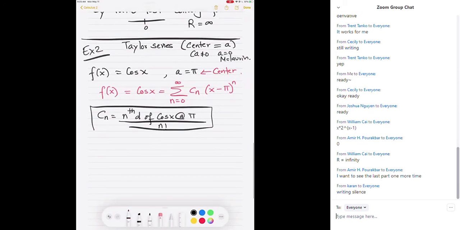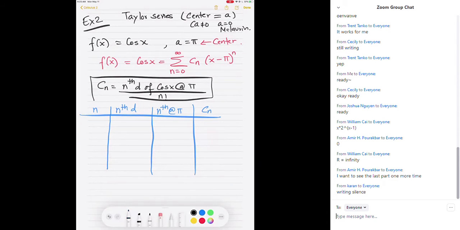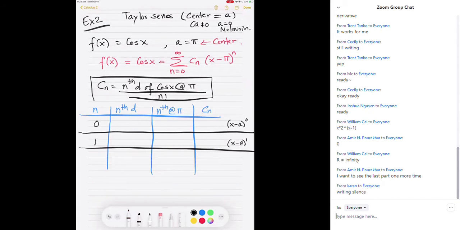And I'm going to start with the table. So here we go. This is going to be n. This is going to be the nth derivative. This is going to be the nth derivative at pi. This is going to be Cn. And this is how I like to start. So I'm just going to say this is going to be x minus a to the 0, x minus a to the 1, and so on and so forth. And what am I saying by that? This is how I make it ready. So this is 0. This is 1. So this is x minus a to the 1, and so on and so forth.